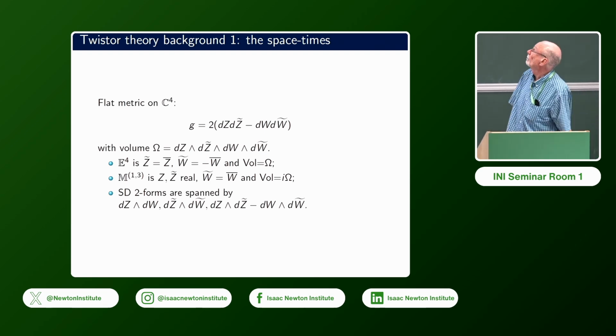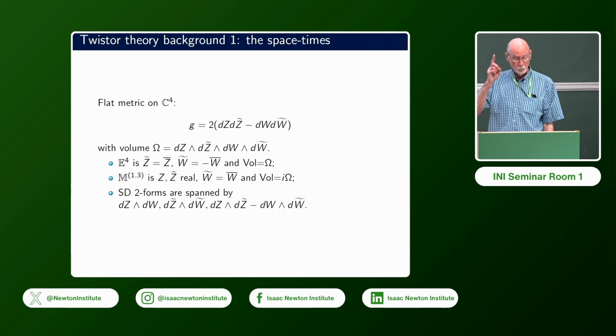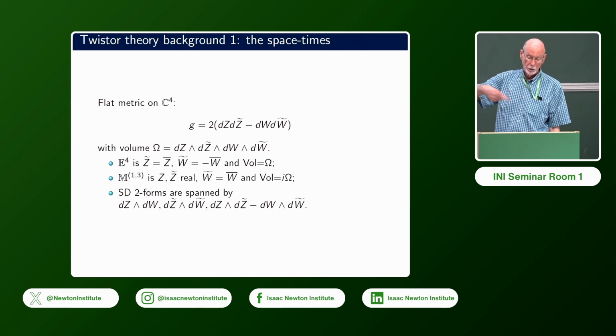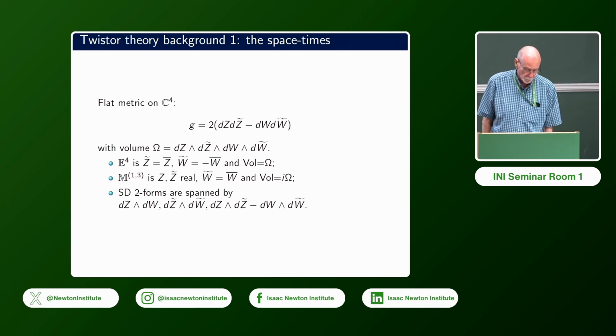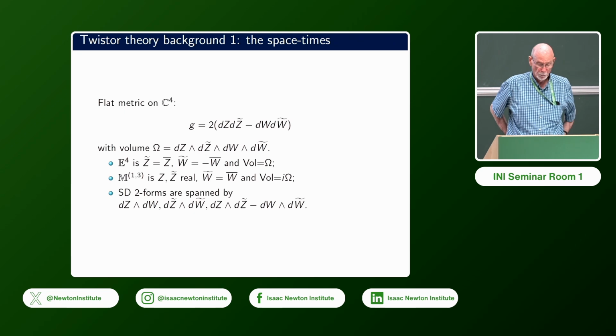So you're going to start with this flat metric on C4, so Z, Z tilde, W, W tilde, they're your 4 complex coordinates. And there's a thing which looks quite a lot like the volume sitting underneath it. And the reason for doing this is that it contains the subcases that you care about, the flat, real 4-dimensional thing, which I'm going to call E for Euclidean. And you get that one if you impose those conditions, and there's the volume.